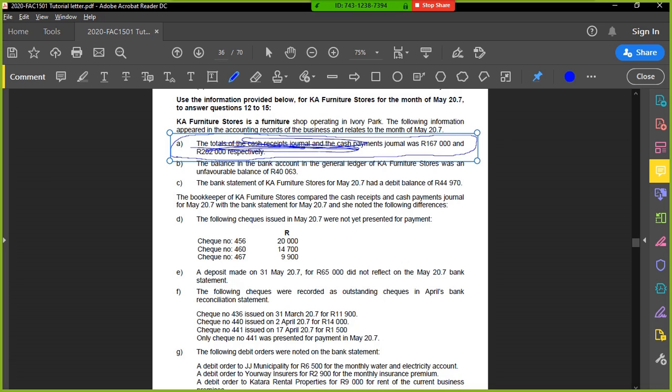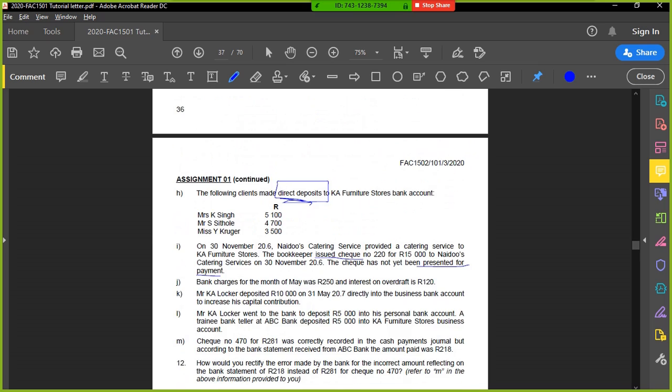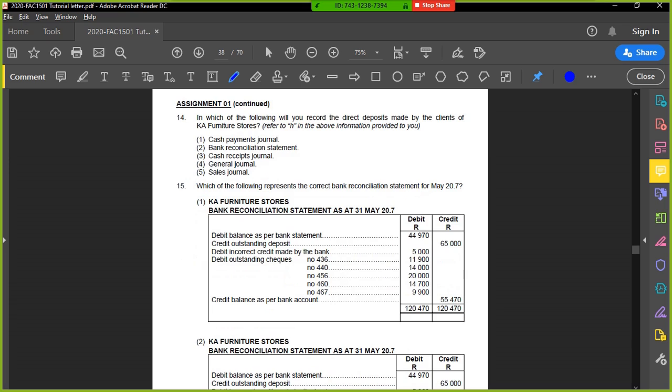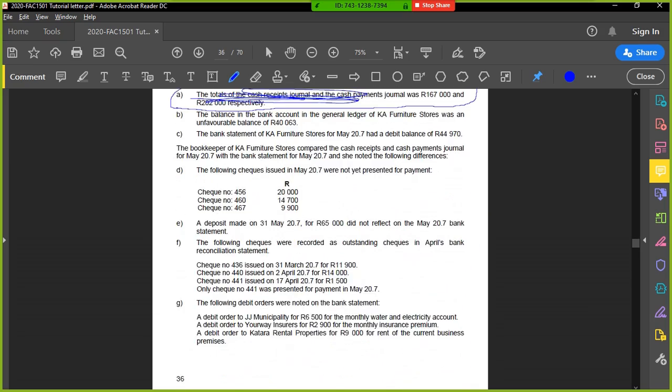The balance in the bank account in the general ledger was an unfavorable balance of 40,063 Rand. Be careful. Look at this point here. It relates to the month of May. Do you see that? Okay, so what month are we balancing for? May. Let's just double check that. Where's the question? Here's the question. They need to tell you there, bank statement there. That's what I'm looking for. Perfect.